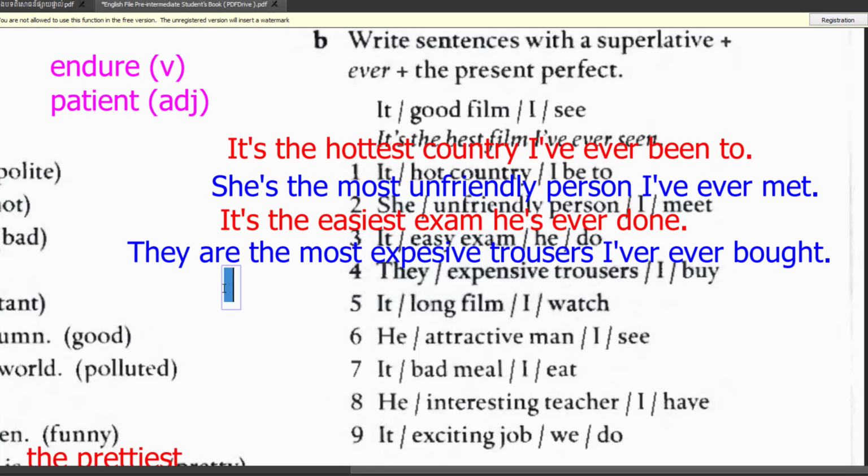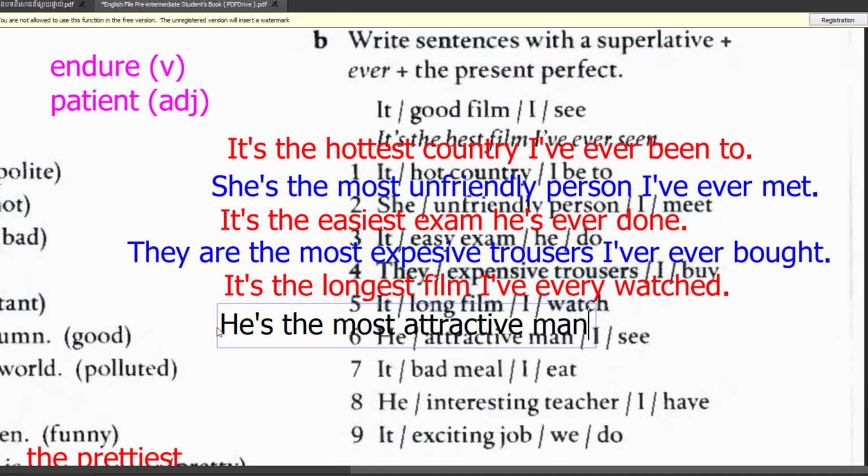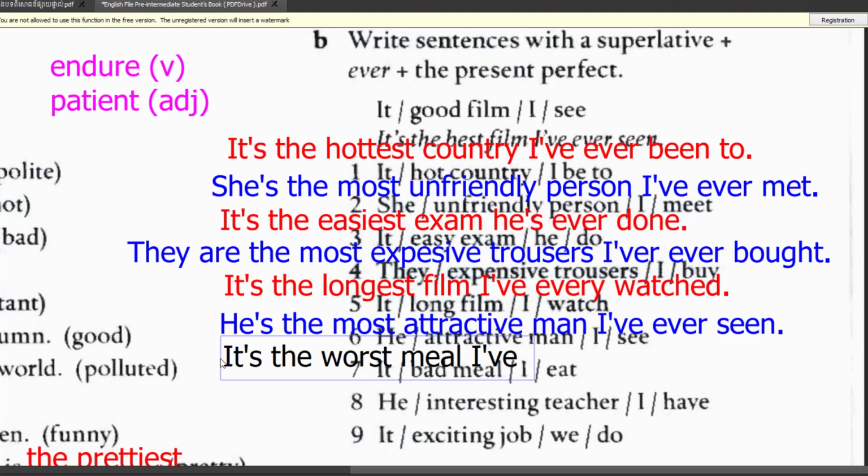Number 5, it's the longest film I have watched. Verb 3. Watched. I ever watch. Okay, number 6. He's the most attractive man I ever seen. He's the most attractive man I've ever seen. Number 7. It's the worst meal I have eaten. The worst meal I've ever eaten.